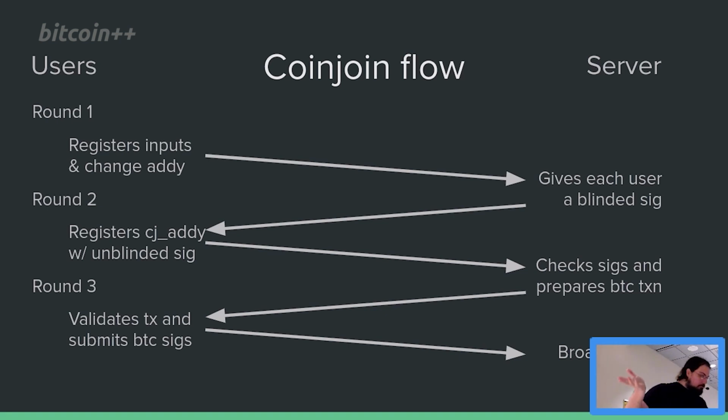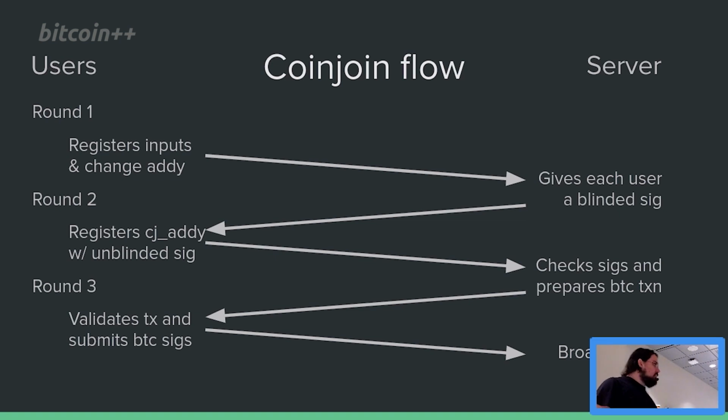In the flow here, we usually have a coordination server, and there are 3 rounds of communication between the users of the CoinJoin software and the coordination server who's helping them do this CoinJoin. In the first round, they register inputs. They say, these are the addresses that I'm sending from, and they also register a change output. They say, after the CoinJoin, I would like to receive the sum of my inputs minus however much the CoinJoin is for, let's say 1 million sats. I would like to receive the sum of my inputs minus 1 million sats into my change address.